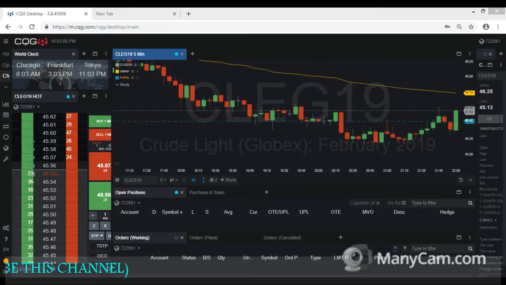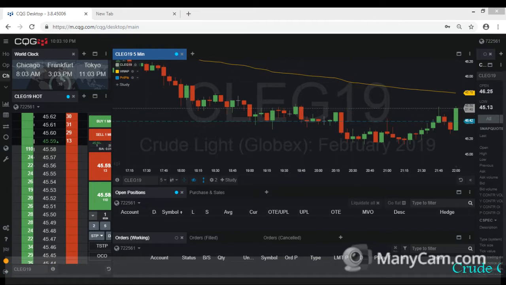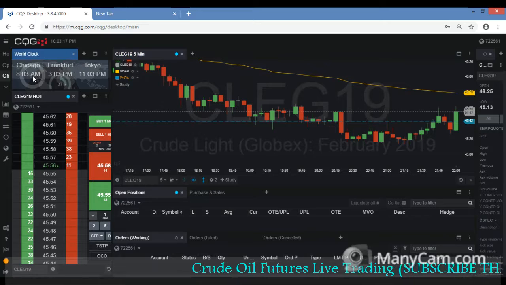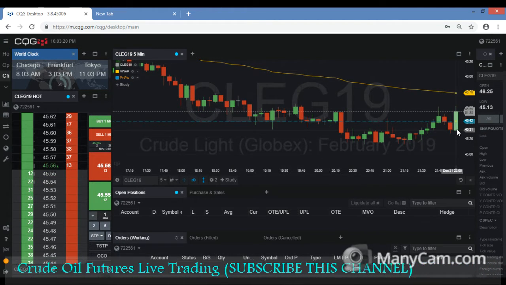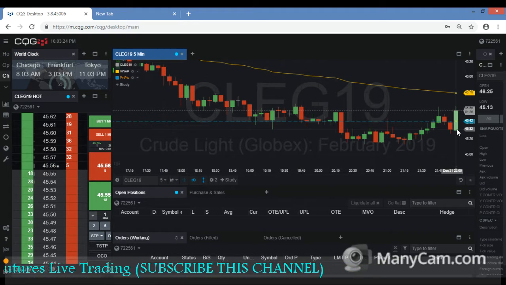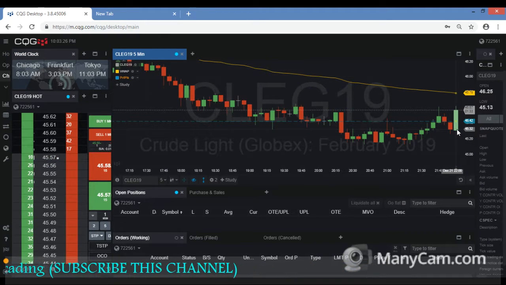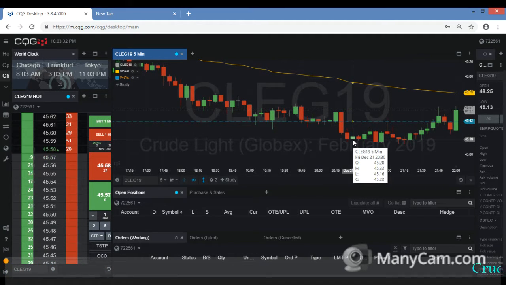Today is 21st of December 2018. We are now live for the crude oil futures market, February 2019 contract. At this moment we are in the US session, 3 minutes after it begins. You can see there's a very strong pullback. This is the first 5 minute candle, showing a very strong bullish movement, but I'm still expecting a bearish movement tonight in terms of the overall market condition.